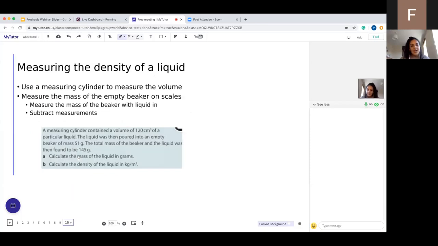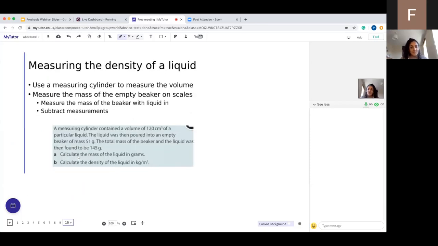Okay, so we know how to measure the density of a solid, but what about a liquid? Well, we can use a measuring cylinder to measure the volume of the liquid by just pouring it into a simple measuring cylinder, or if it's a bit more, measuring it in a beaker. Then we need to measure the mass of the empty beaker on our scales. So we measure the mass of the empty beaker, take it off, pour the liquid in, and measure the beaker with the liquid in.